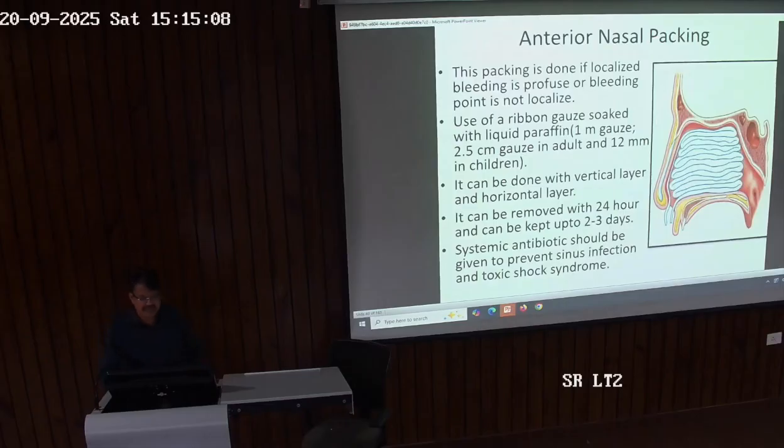Anterior nasal packing is done if localized bleeding is profuse or the bleeding point is not localized. If there is diffuse bleeding, then we should do anterior nasal packing, using ribbon gauze soaked with liquid paraffin. It can be done with vertical layers and horizontal layers. It can be removed within 24 hours and can be kept up to 2 to 3 days. Systemic antibiotics should be given to prevent sinus infection and toxic shock syndrome. This diagram shows the anterior nasal packing with ribbon gauze in layers.